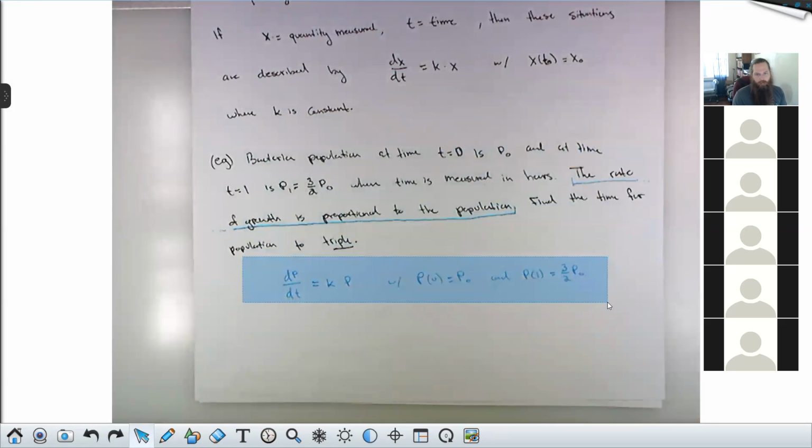You notice it has a handful of unknown constants. I don't know what k is. I don't know what P naught is. But I do know how to solve differential equations like this. How do you solve this differential equation?